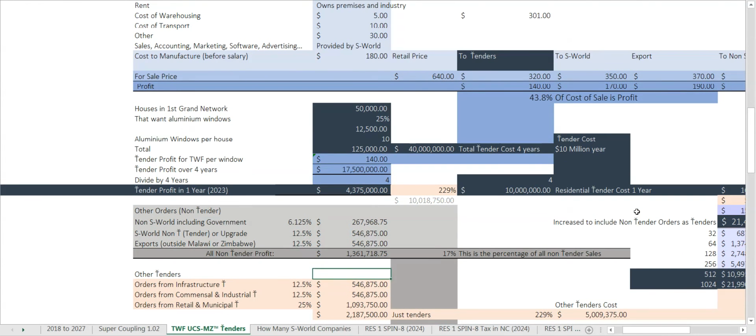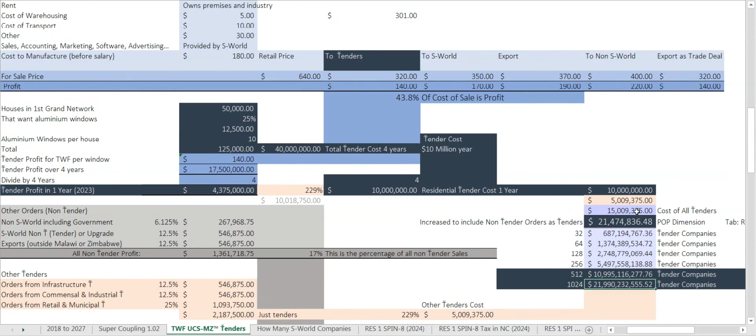Okay, more non-tenders here, small token amounts, and more tenders, infrastructure, commercial, for a total tenders of 15 million, but this has been calculated at 21 million to cover these other orders, because we want a system that, at least in terms of accounting, is completely unreliant on anyone buying anything other than the process of the tender.